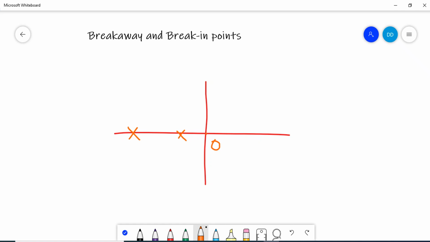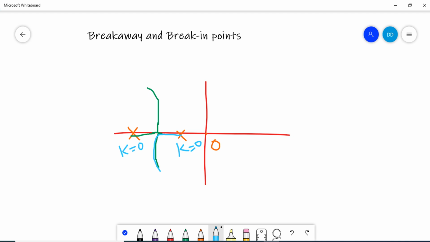So the next property is breakaway and break-in points. Root loci start at open loop poles, so one branch can start here and the other branch can start at this point, where k is equal to 0. So at one point when these two meet, they have to diverge, either towards a zero or terminate at infinity. So this may break. This point is called the break point.